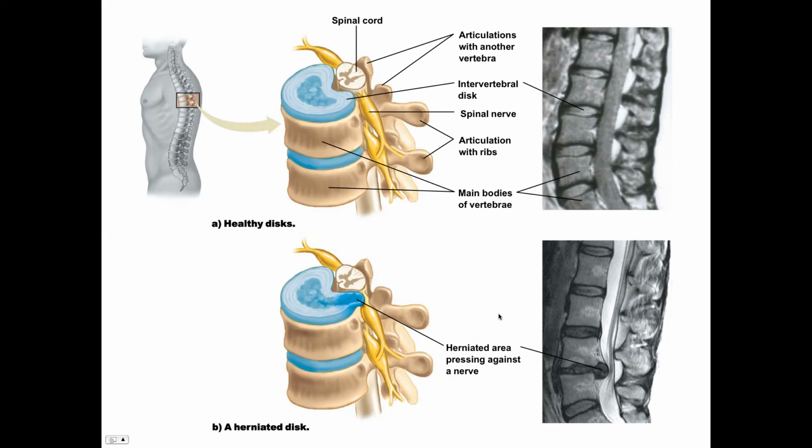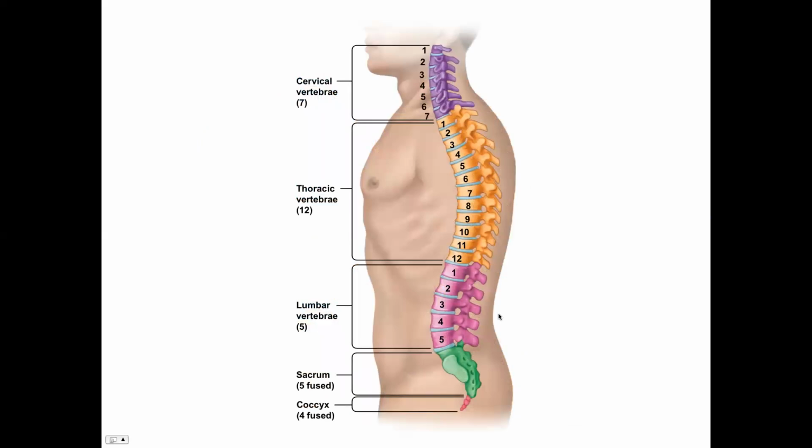Okay, now with these vertebrae, we have quite the arrangement, all right? We have 7 at the top, which are called cervical. Then we have 12 thoracic. Then we have another 5 lumbar. Then we have the sacrum, which is made of 5 fused ones, and the coccyx, which is made of 4 fused bones, all right?